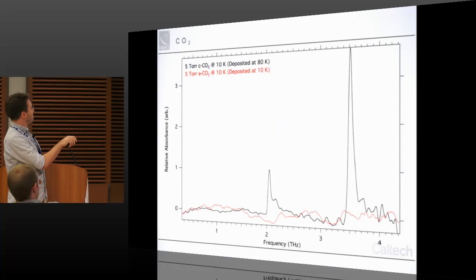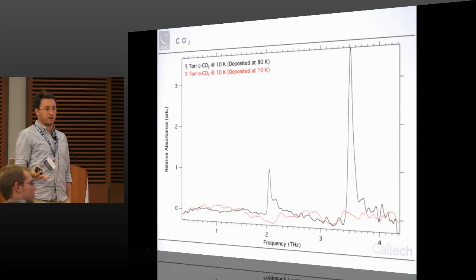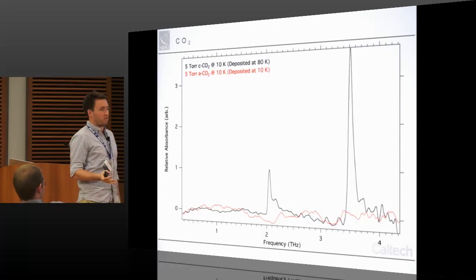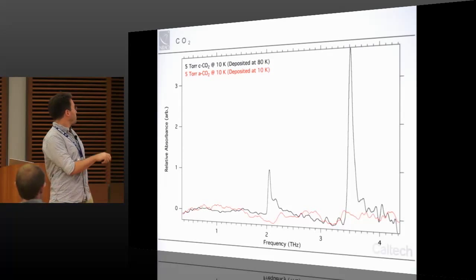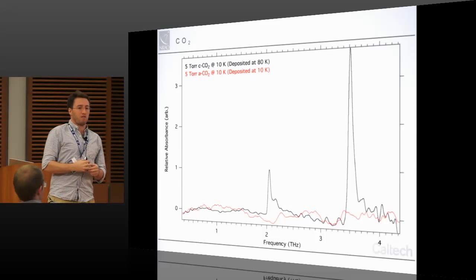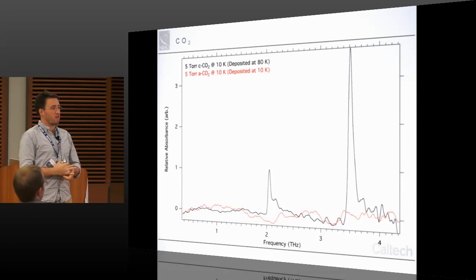So we can actually prove that. If we go through and make an amorphous ice, if we deposit an ice at 10 Kelvin where the molecules don't have enough energy to rearrange, you get this sort of amorphous mixture that can't crystallize. And if you try to take a spectra, you get a flat line. So this is good and bad for observations. It means that we're now sensitive to composition too.